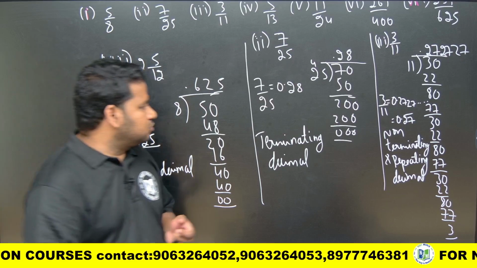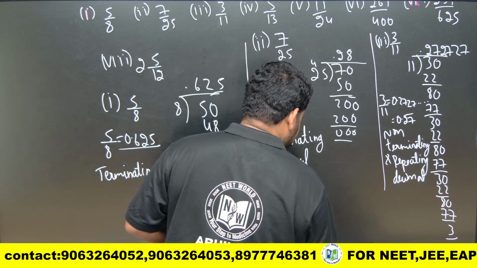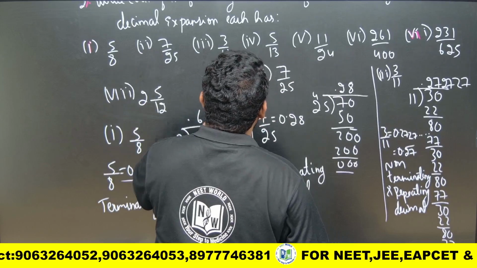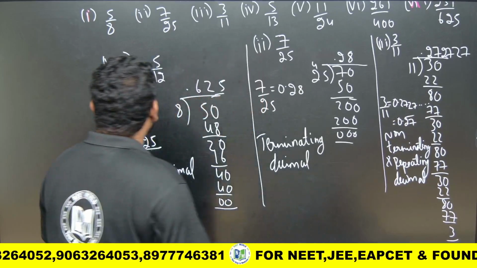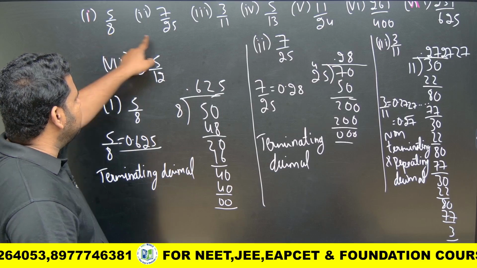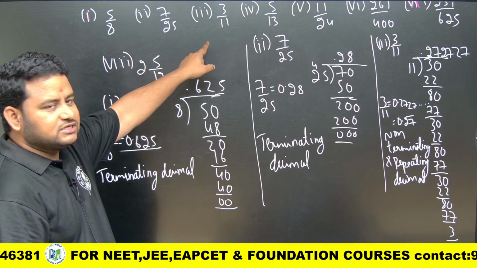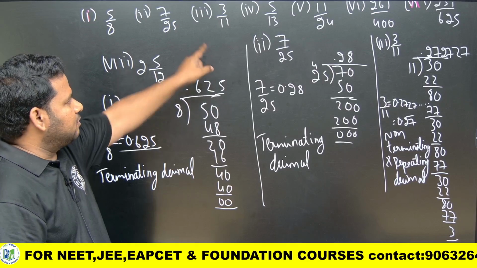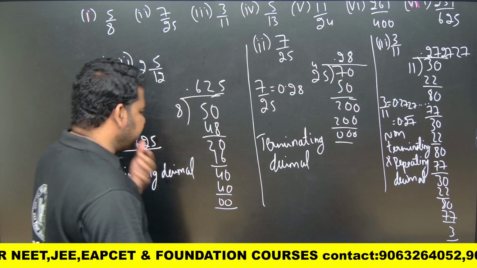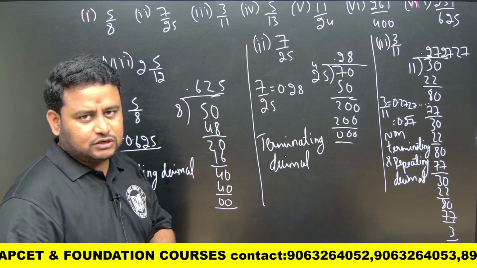Let us move to the next question. What do we have in the next question? See here, they were given 5 by 13. But before that, I would like to tell you one important thing. In the first question, what is the denominator? The denominator is 8. In the second question, the denominator is 25. In the third question, the denominator is 11.